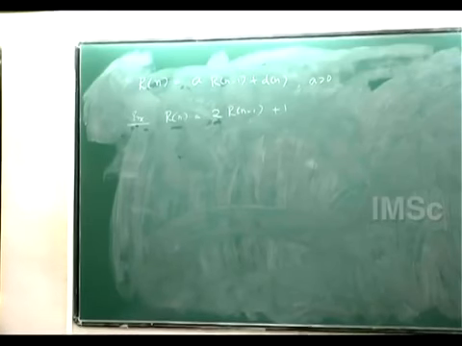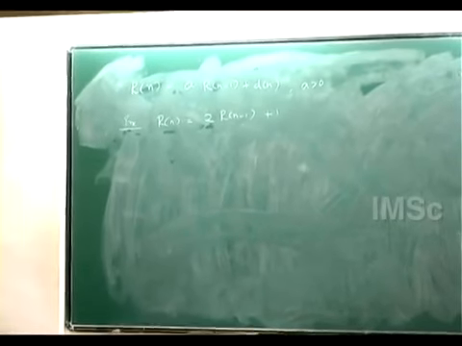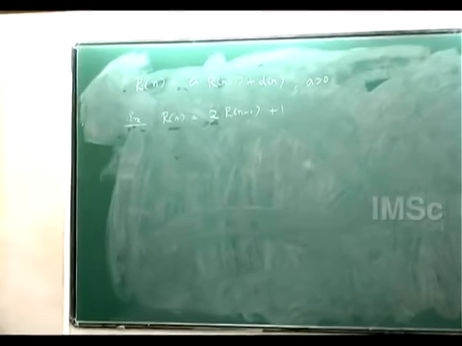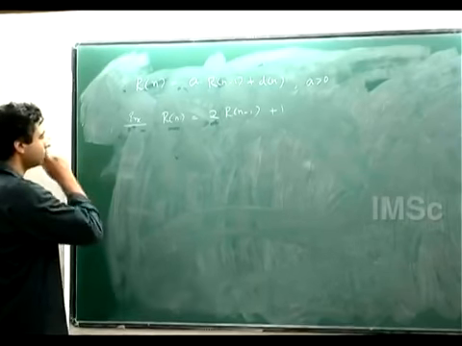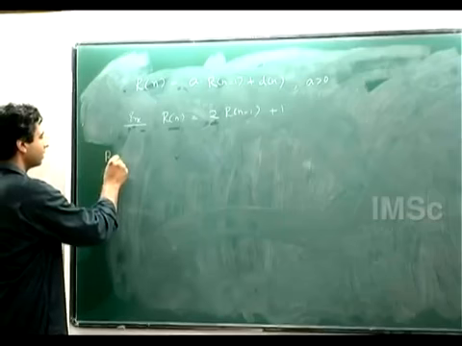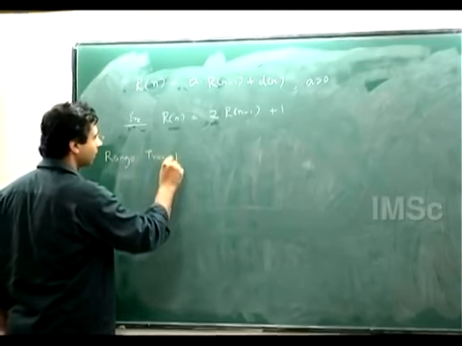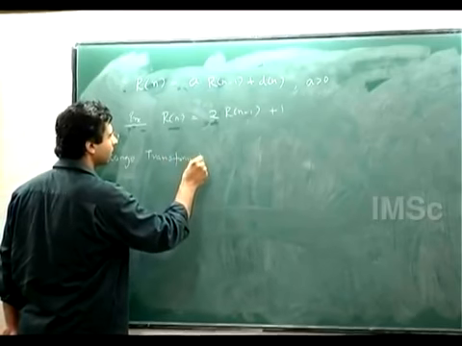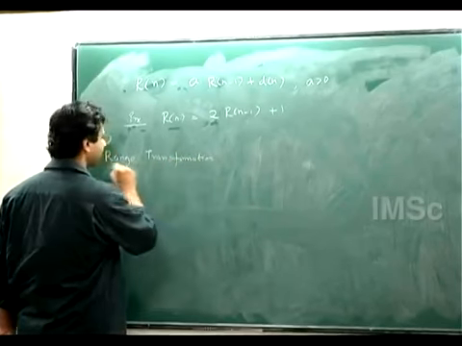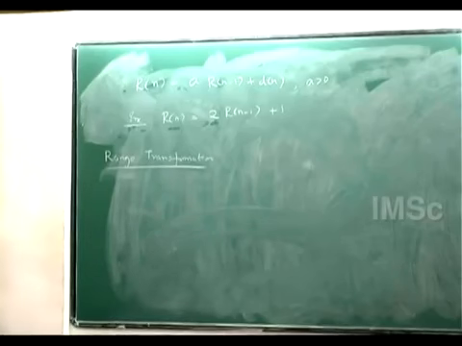So I want to reduce. My first step is to reduce a recurrence of this form to a recurrence of this form, to a fundamental recurrence. Okay. So how will I do that? The trick to do that is called a range transformation. We'll see why it is called a range transformation.